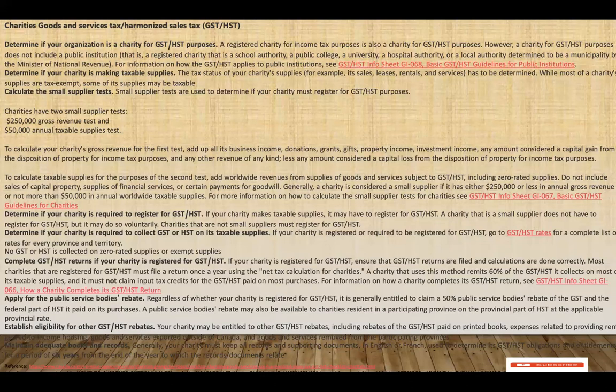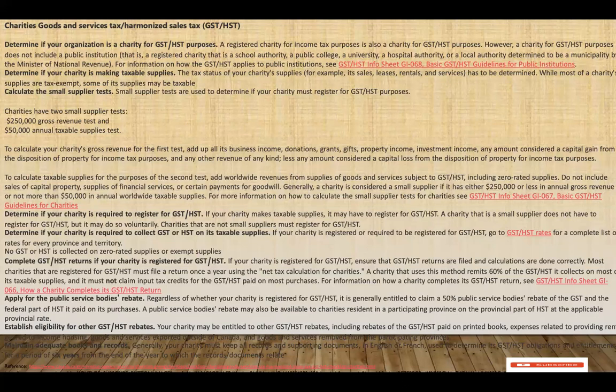So you also determine if your charity is required to register for GST or HST. If your charity makes taxable supplies, it may have to register for GST or HST. A charity that is a small supplier does not have to register for GST, but it may do so voluntarily. Charities that are not small suppliers must register for GST and HST. So you determine if your charity is required to collect GST or HST on its taxable supplies.